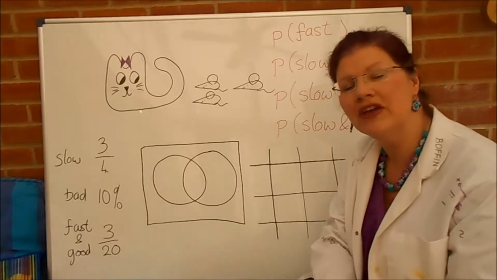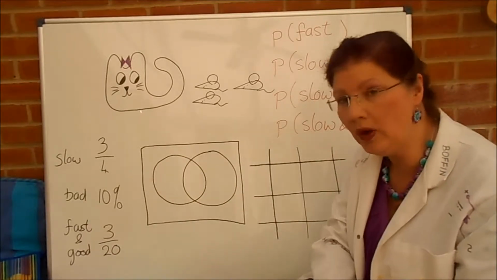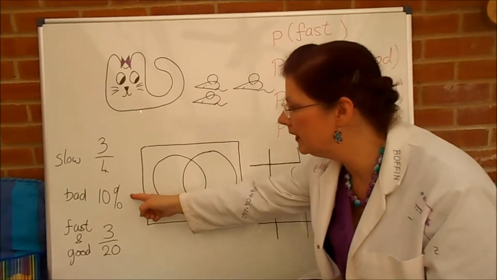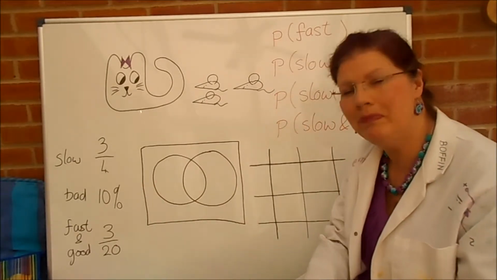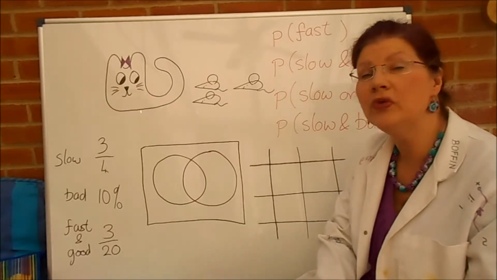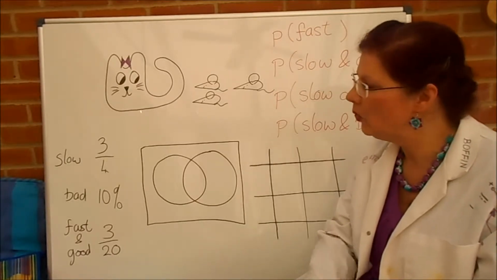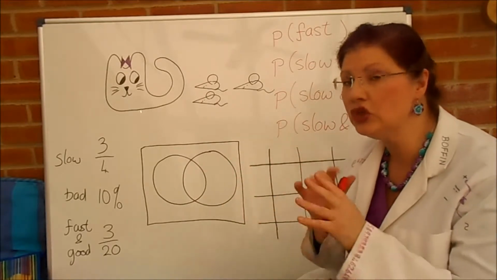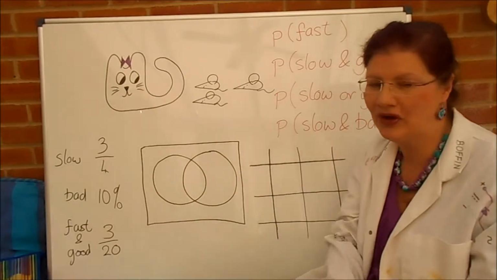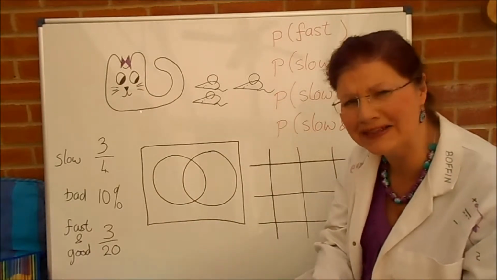Of the mice around her, 3/4 are slow at running, all the rest are fast. Looking another way, 10% of the mice are bad at hiding and all the rest are good. There are also some mice which are fast at running and good at hiding, both of those together. That is 3/20 of the mice, and they're really hard to catch.